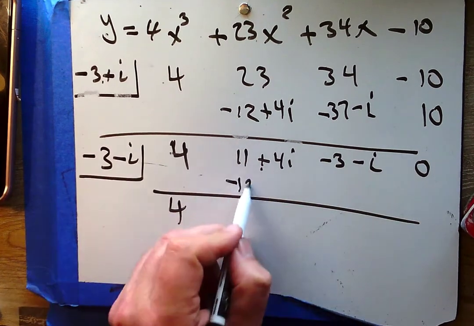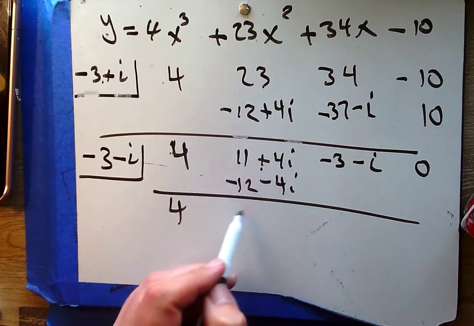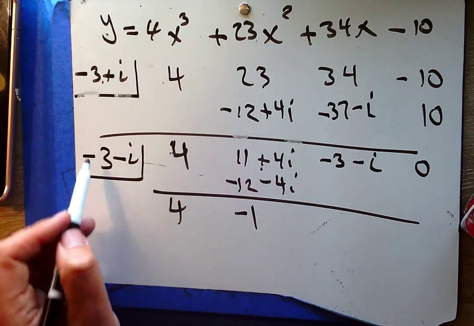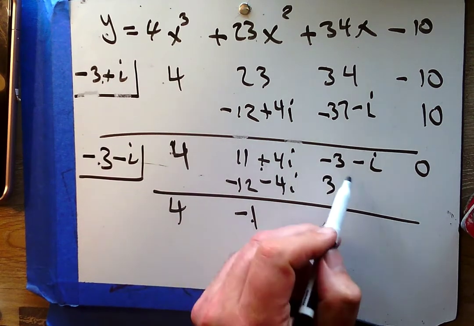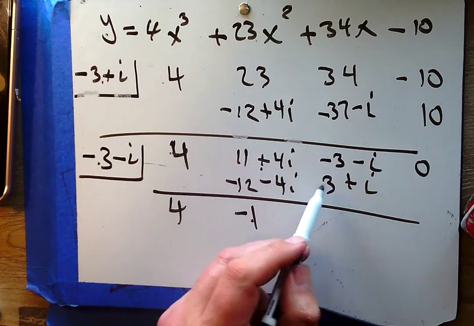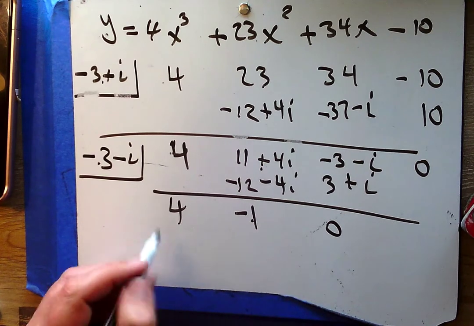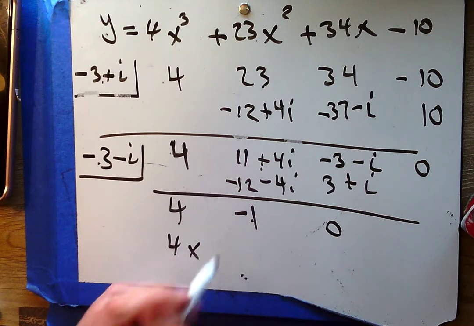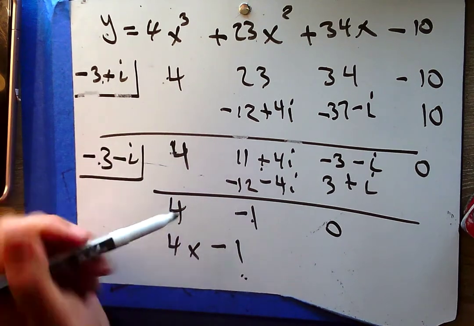4, negative 12 minus 4i. Oh, look, those cancel. And here, I just get negative 1. And then I'm going to multiply this times the negative 1, and I'm going to get 3 plus i. Whoa, they all cancel. So I get 0. So this must be my last factor. 4x minus 1. Third degree, second degree, first degree.